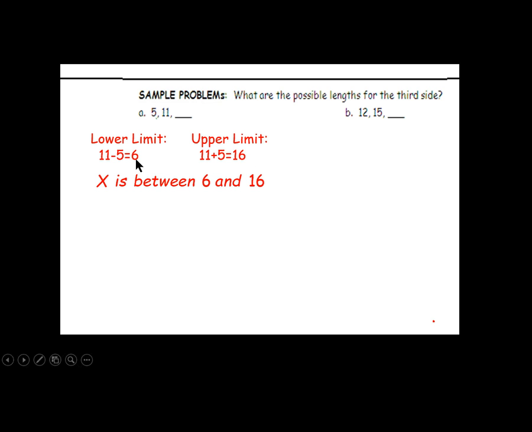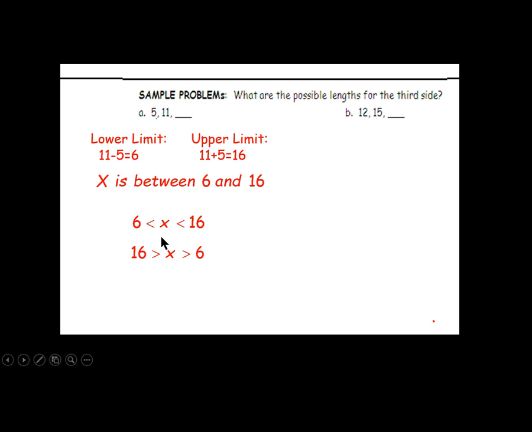It has to be between those. Actual 6 and 16 don't work. It has to be between them. Mathematically, we would write that as x is more than 6 and less than 16. Or you could switch the order of this. It doesn't matter which way you write it. But basically, we're saying that x is between 6 and 16.